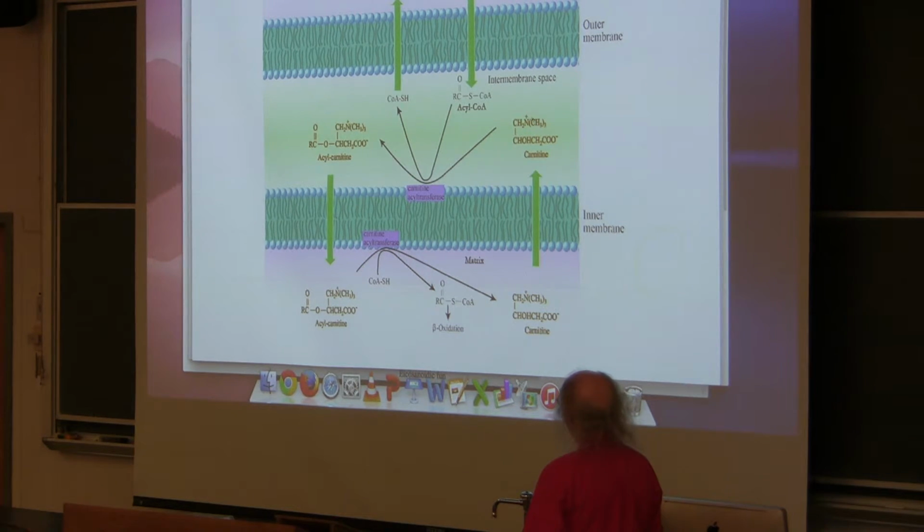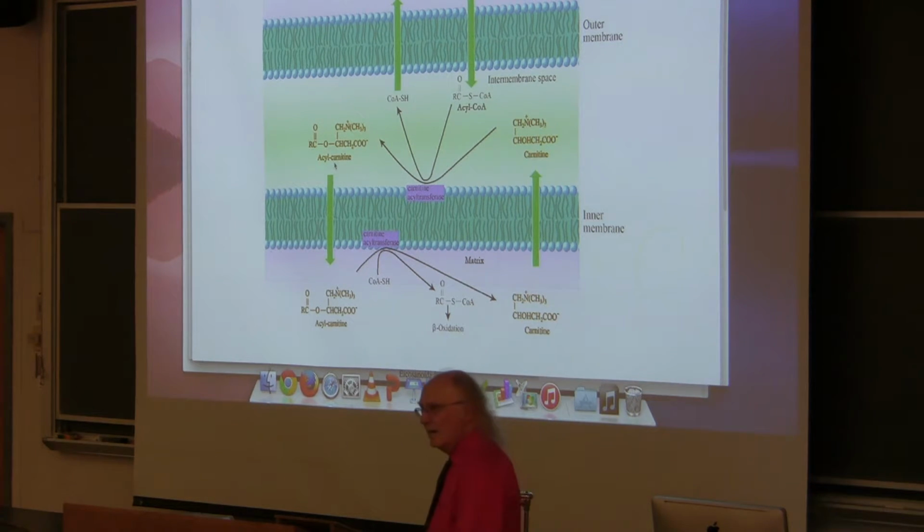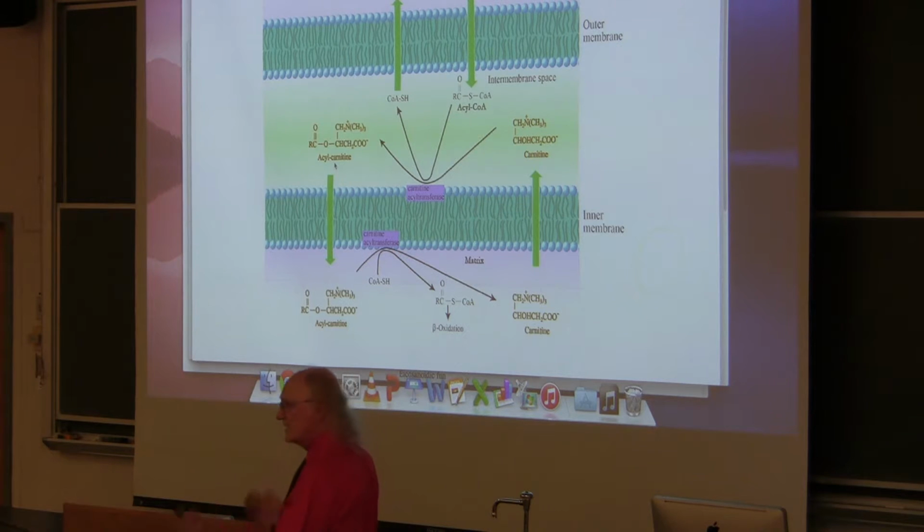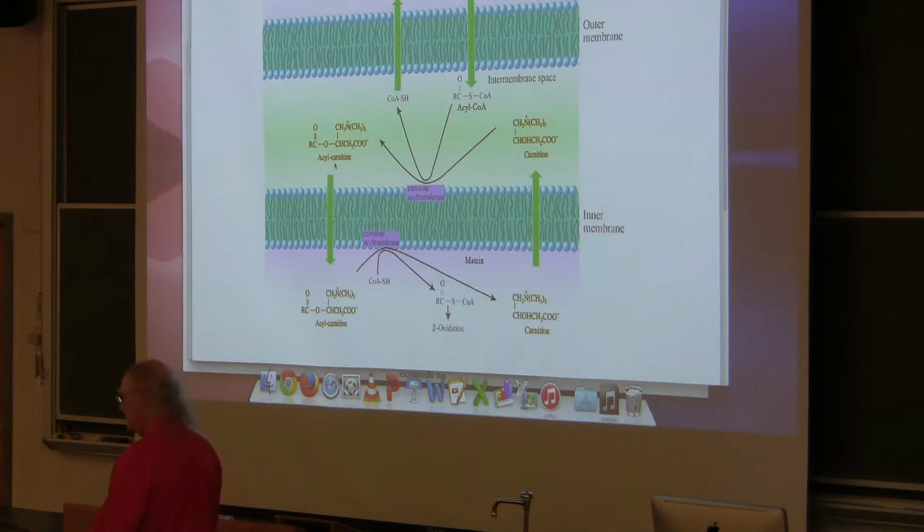So in the inner membrane space, there's an enzyme that will pull off the CoA and replace it with a molecule called carnitine. The enzyme is called carnitine acyltransferase. CoA comes off. Carnitine goes on, so now we have an acyl-carnitine. And acyl-carnitine crosses the barrier just fine.